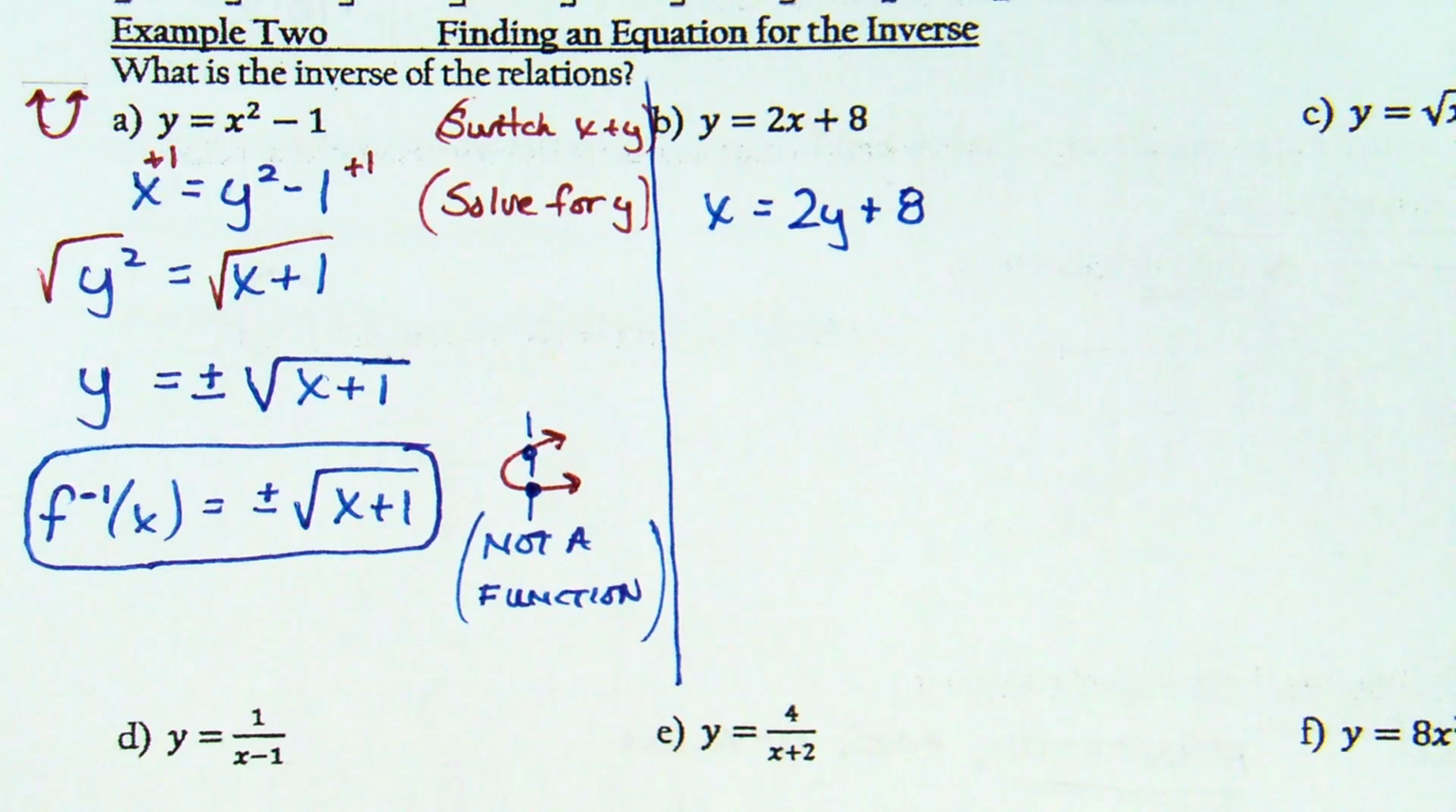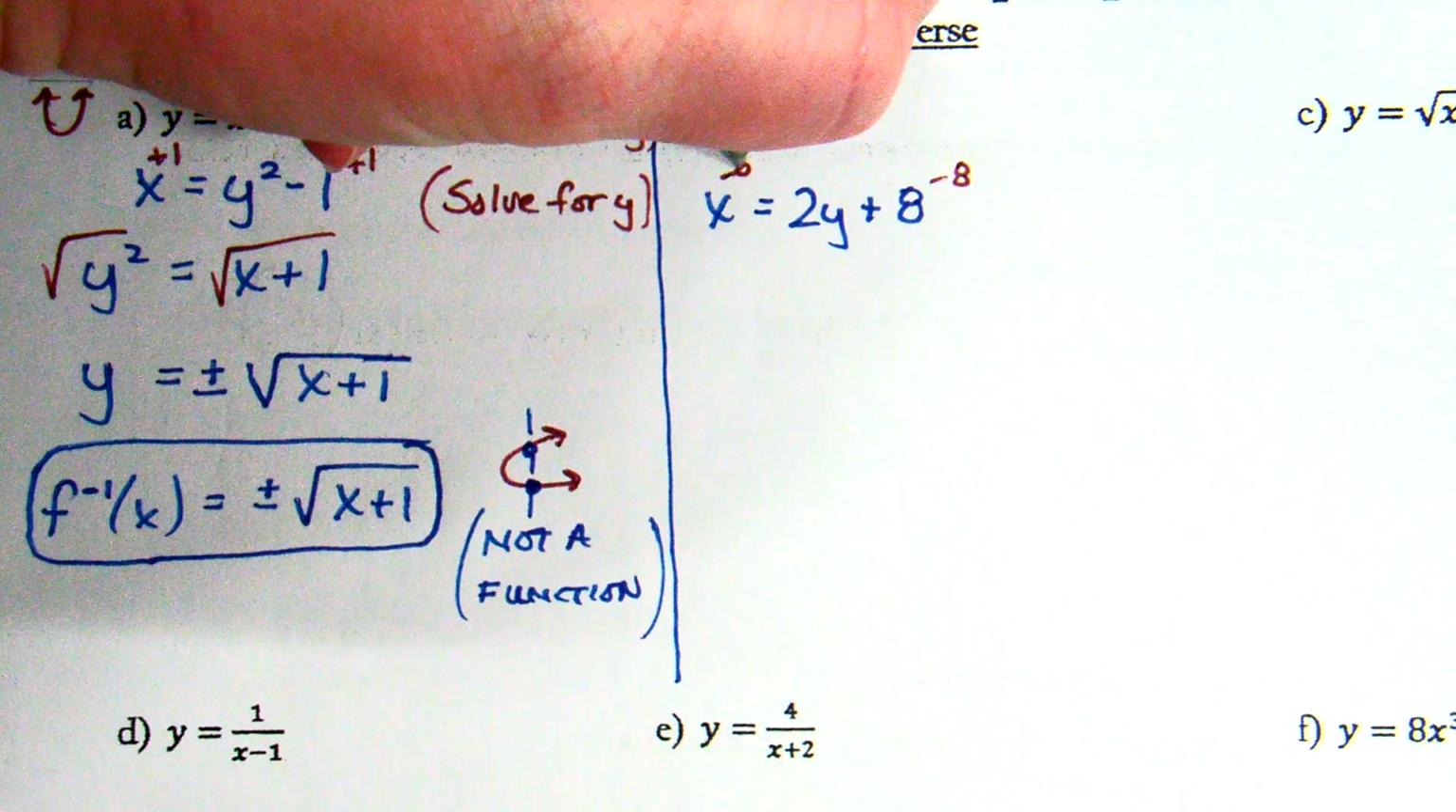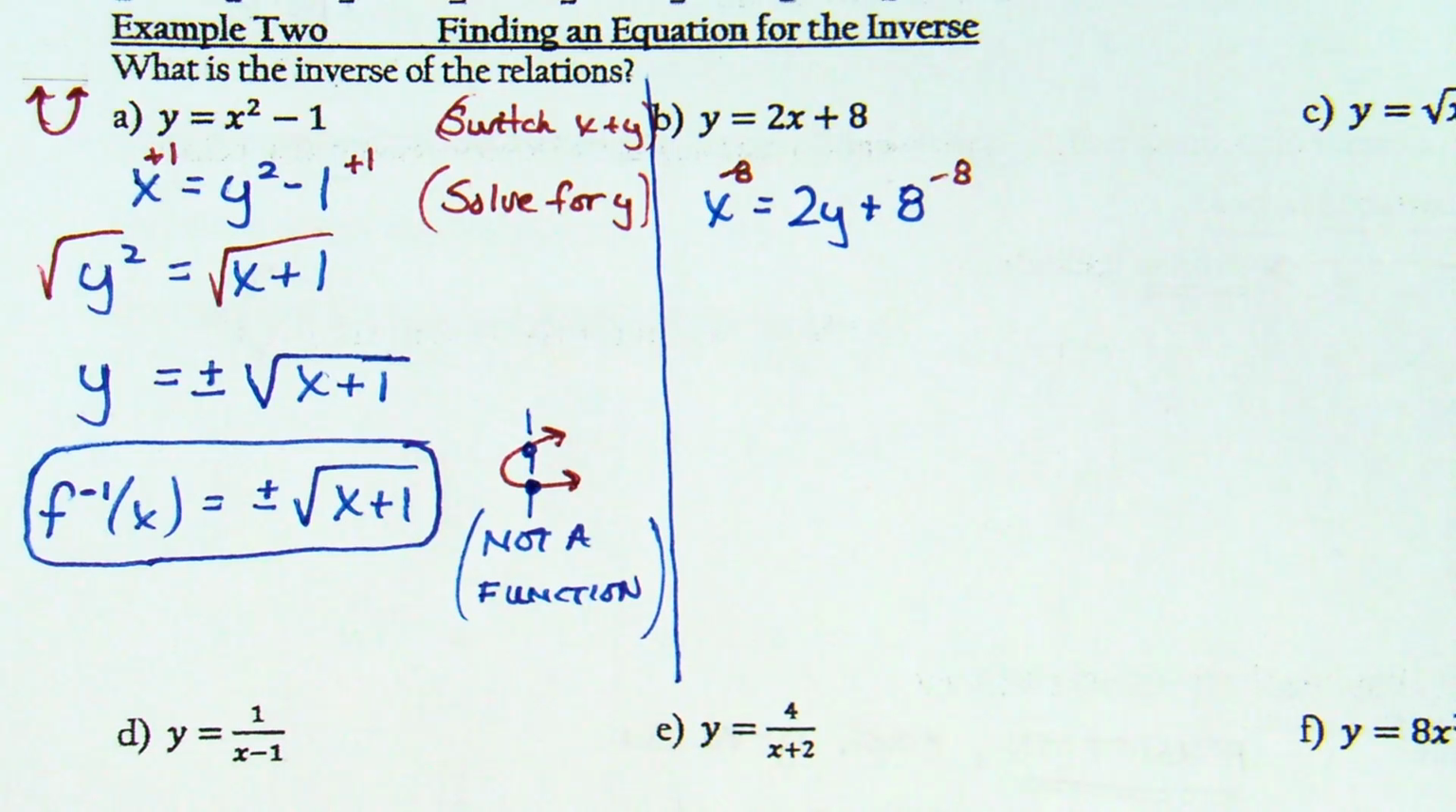So that's your step 1. You're switching X and Y. What's step 2? Subtract. Okay, subtract the 8 because my ultimate goal is to solve for Y. We want to make it Y equals. So if I'm trying to get Y by itself, if it's 2Y plus 8, subtract 8. If I subtract 8 from one side, subtract 8 from the other side, X minus 8 is X minus 8. On the other side, my 8 minus 8 cancel, and I'm left with 2Y.